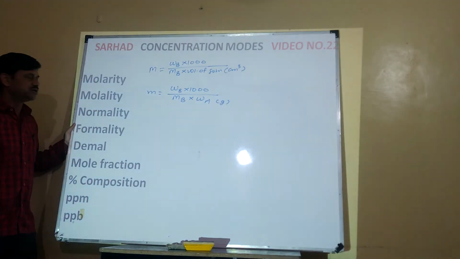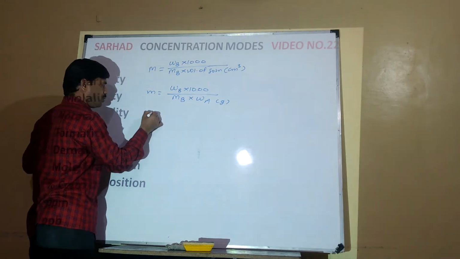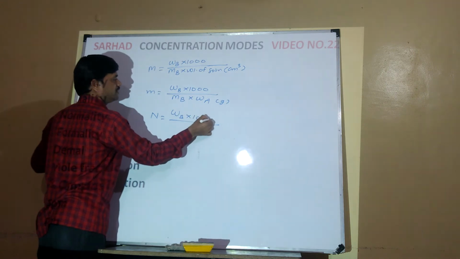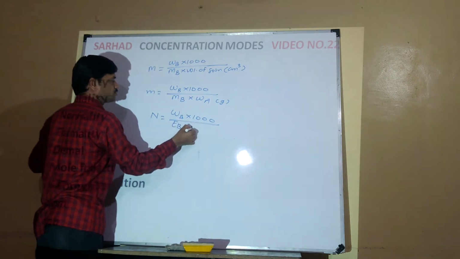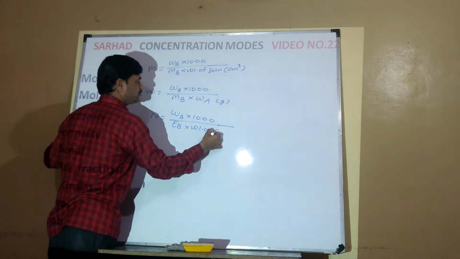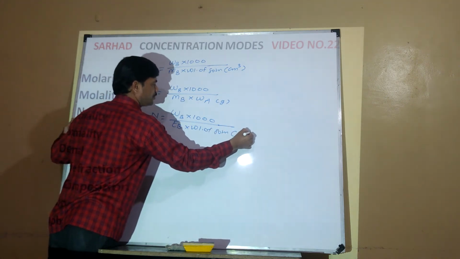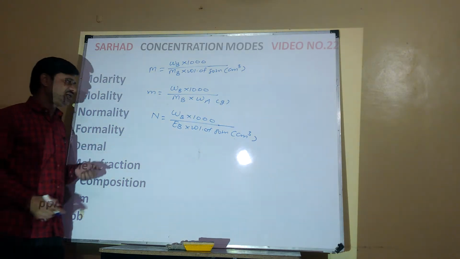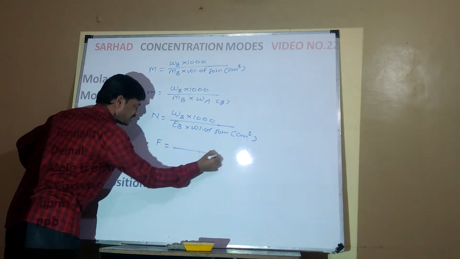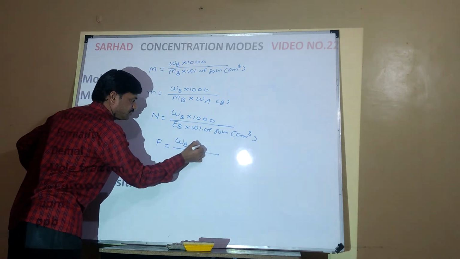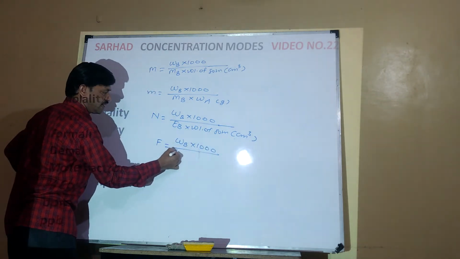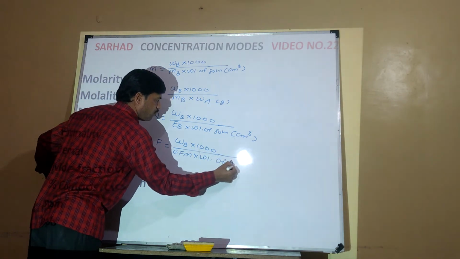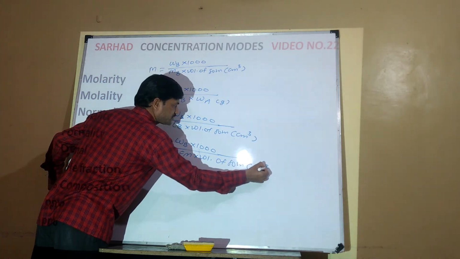What about the third regular concentration mode? Normality. So what can we write for normality? Again, weight of solute into 1000 upon equivalent weight of solute into volume of solution in ml or cubic centimeter. Now, in addition to these three, what is the next one? Formality. So formality can be given as WB into 1000 upon gram formula mass into volume of solution in cubic centimeter.